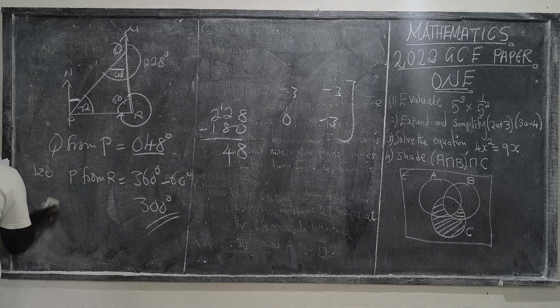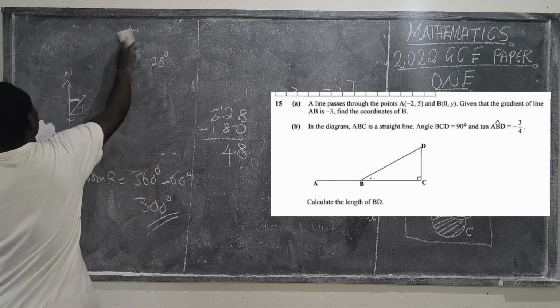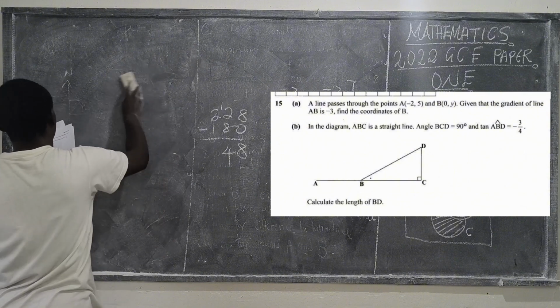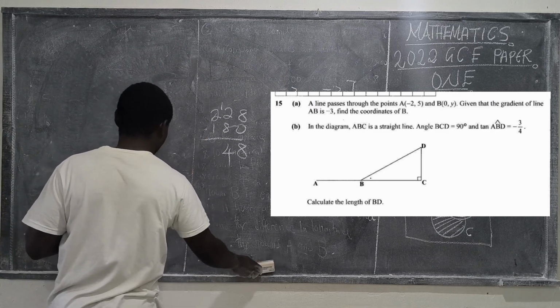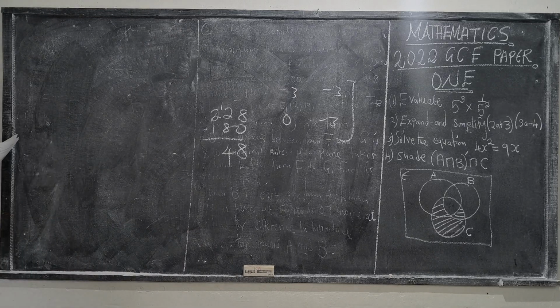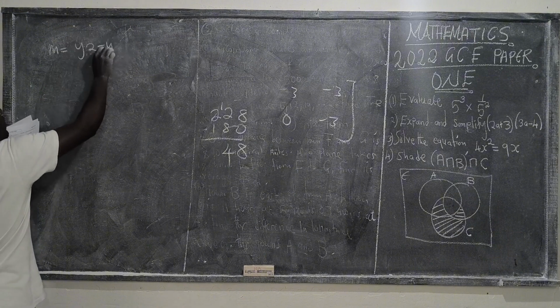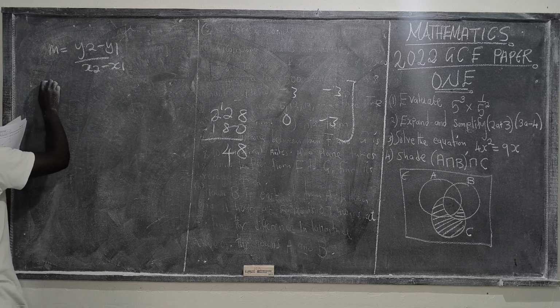Question number 15. They are saying a line passing through the points A(negative 2, 5) and B(0, y). Given that the gradient of the line AB is negative 3, find the coordinates of B. How do you find the coordinates there? The gradient is given by y2 minus y1 over x2 minus x1. So the gradient of line AB is negative 3.